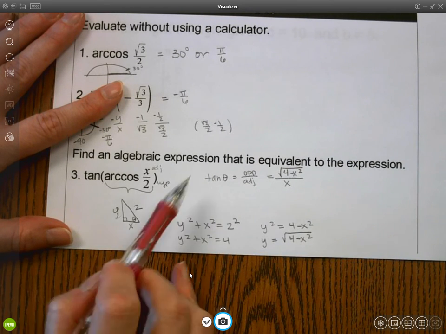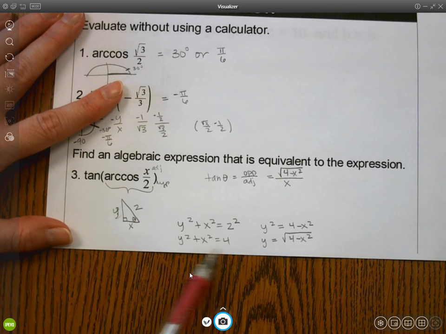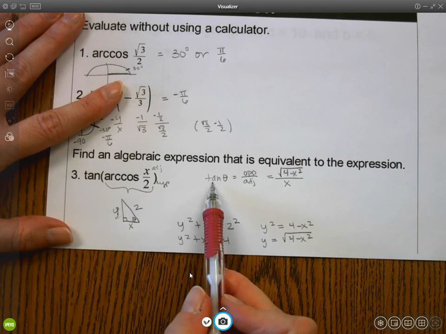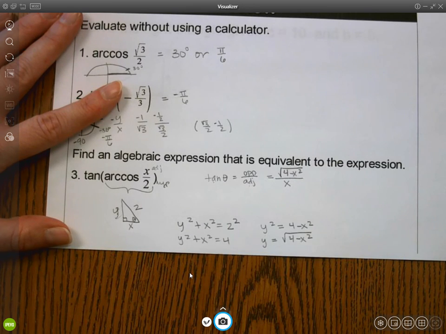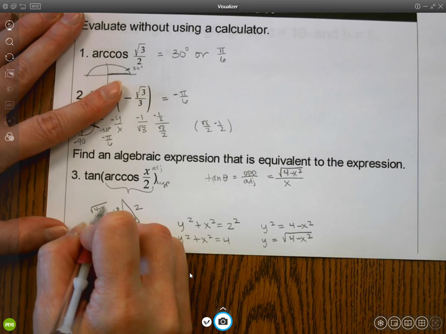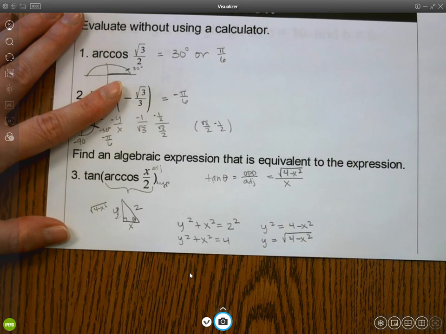All right, so again, use this to draw a picture. You're going to have a bunch of variables, so you're just trying to figure out what this is in terms of these guys, using the Pythagorean theorem. And then you're doing tangent, so opposite over adjacent. So we just figured out that this side was the square root of 4 minus x squared instead of y. All right.